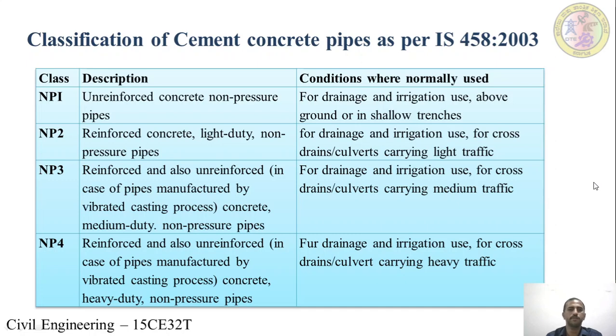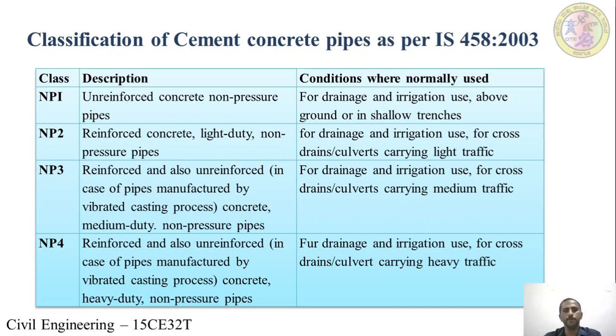The classification of cement concrete pipes as per IS 458 2003. They are classified into NP1, NP2, NP3, NP4. These NP1 to NP4 pipes are non-pressure pipes. NP1 is unreinforced concrete pipes, whereas NP2 is reinforced concrete. NP3 and NP4 are reinforced and also unreinforced pipes.